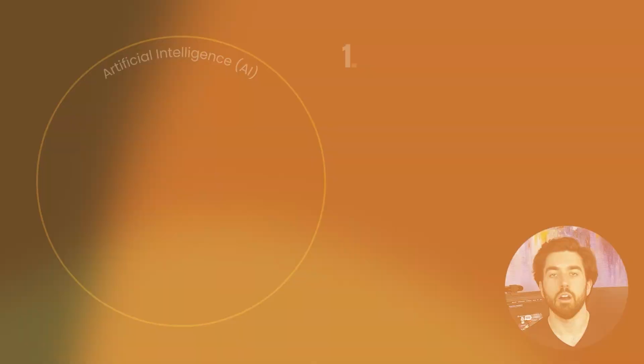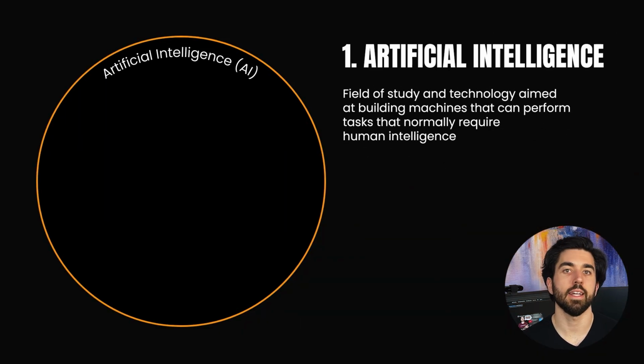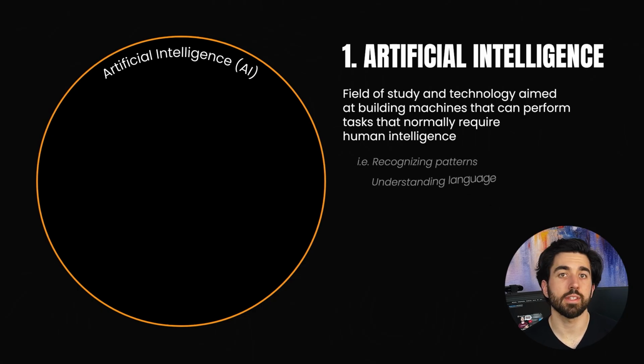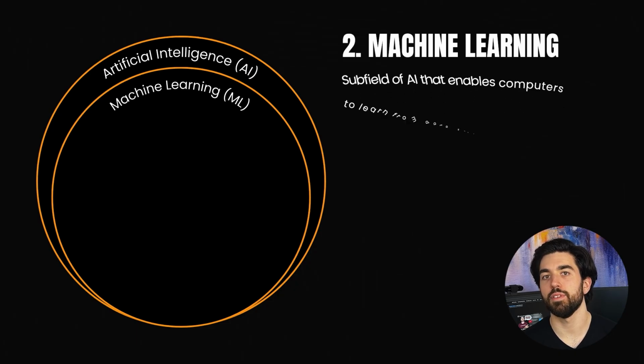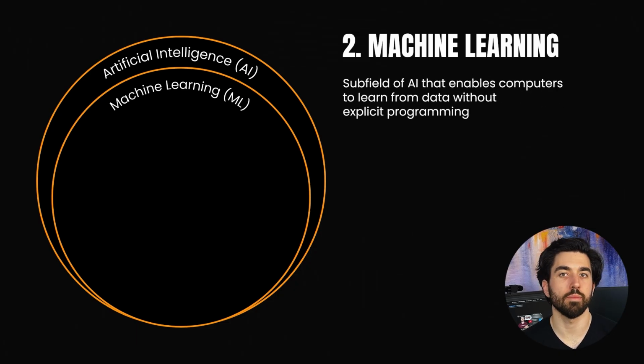LLMs didn't appear in a vacuum. They are part of a broader attempt to make machines do things that, until recently, only humans could do. Artificial intelligence, or AI, is the grand umbrella term for all of this: the quest to make computers recognize patterns, understand language, and make decisions. Inside that umbrella, machine learning is the field that lets computers learn from data instead of following explicit rules.